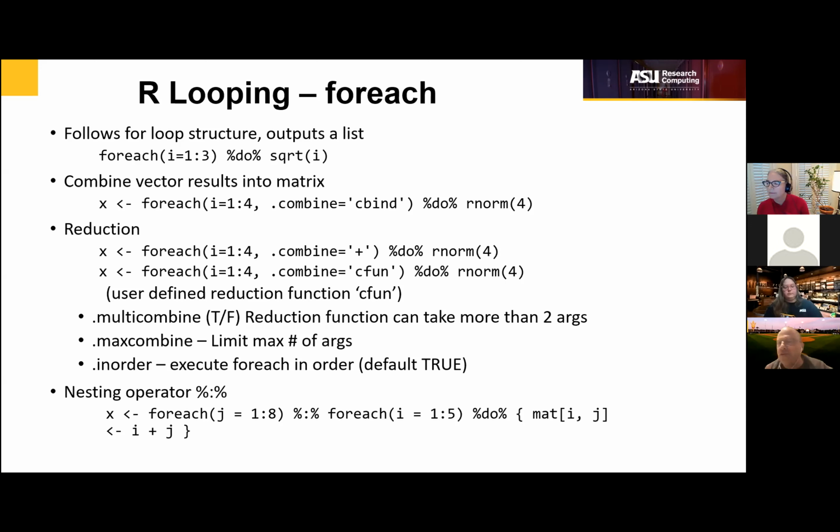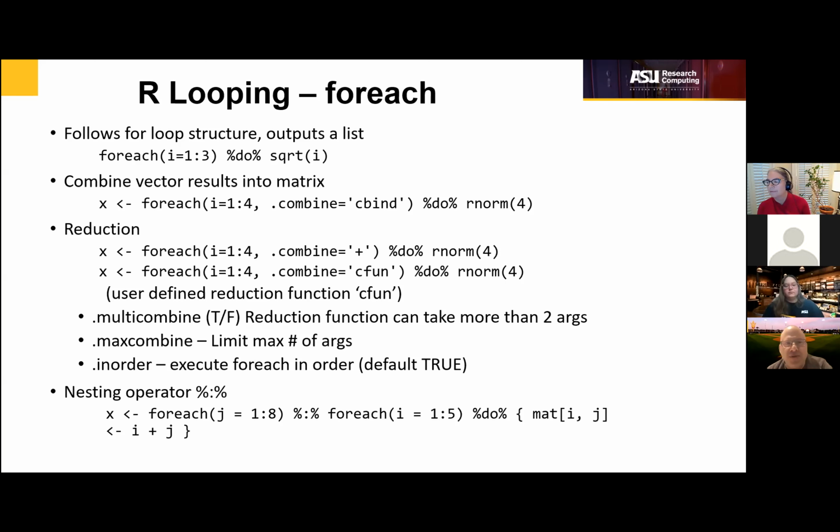The default is true, but you can set it to be any order. So the last thing to show there is that %:% operator. And this is for the situation where we're nesting foreaches. What this will do is collapse the nested loops all together and execute all those iterations in any order.